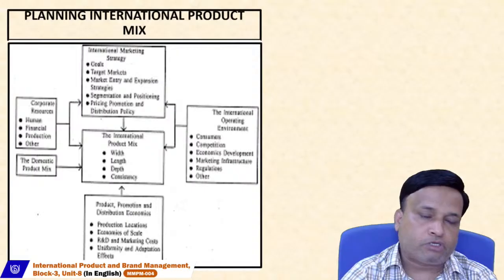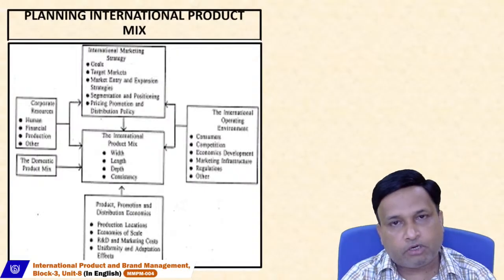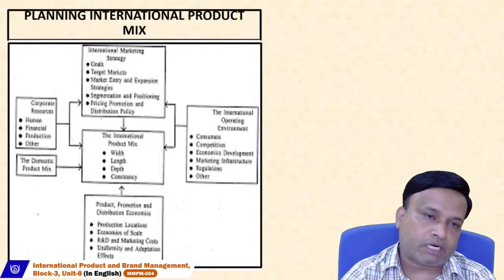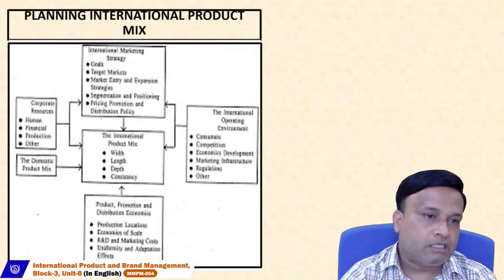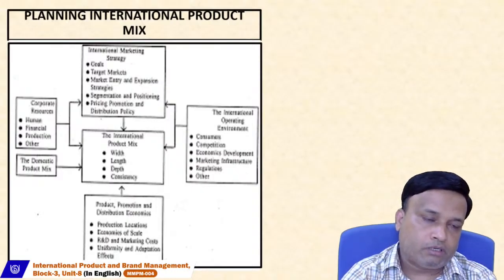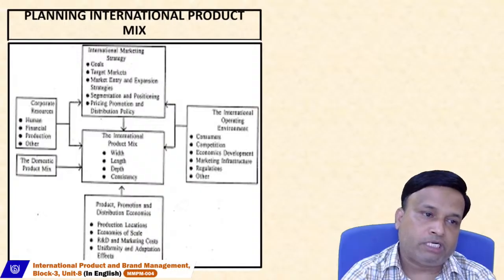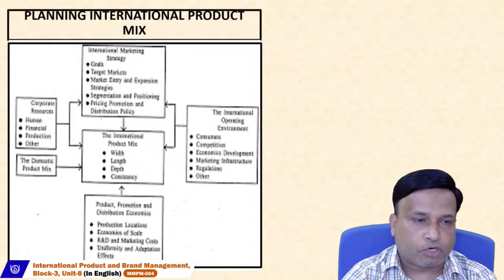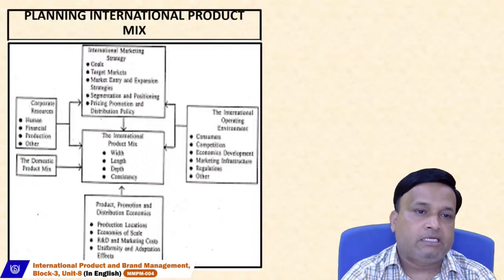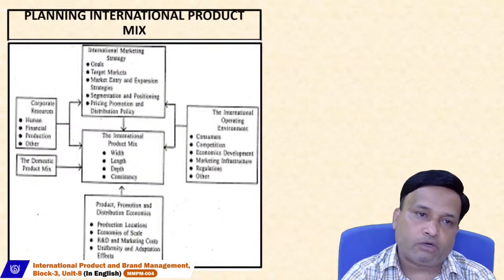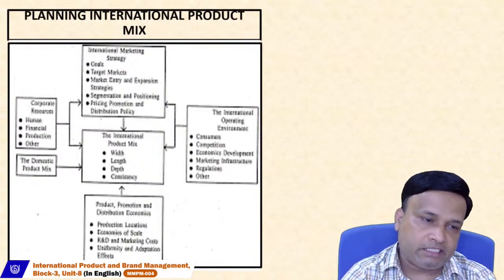So product mix is the combination of products offered by the marketers to the market, which includes width, length, depth, and consistency. That is why we talk about the corporate level. They decide the corporate resources: human resources, financial resources, production and other resources. They talk about the strategies, all about target markets, market entry, segmentation, positioning, pricing, which all come under the marketing strategy.